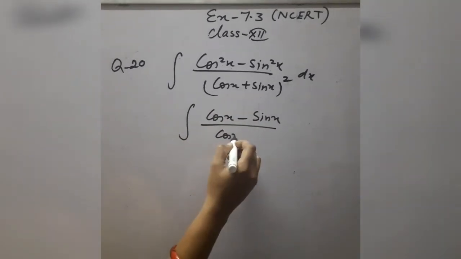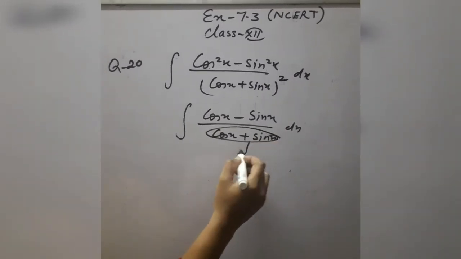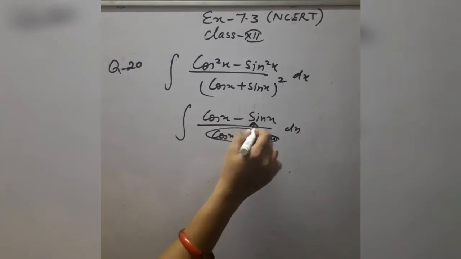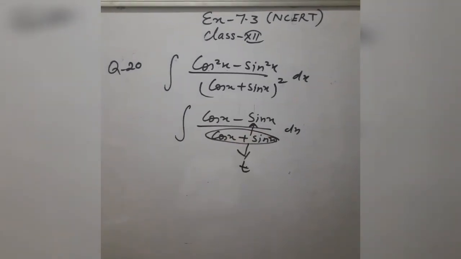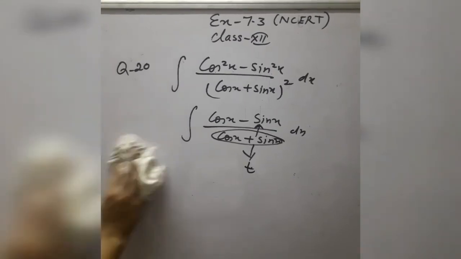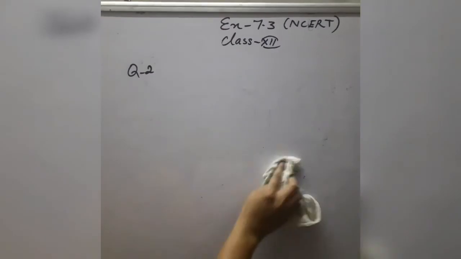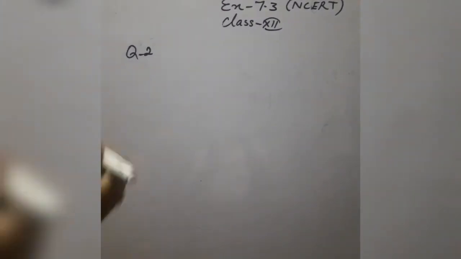In the denominator also cos x plus sin x. You will put this is equals to t because derivative of this is present, means you will use substitution method here and then you will complete it. Few sums I am leaving for you, you will do practice.